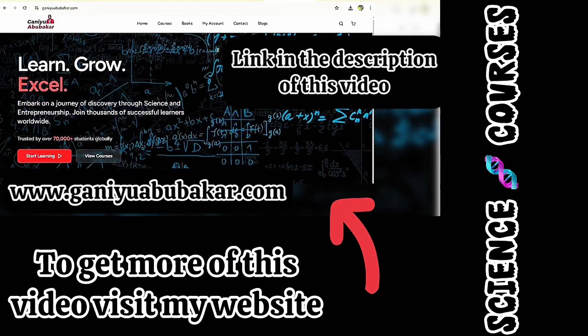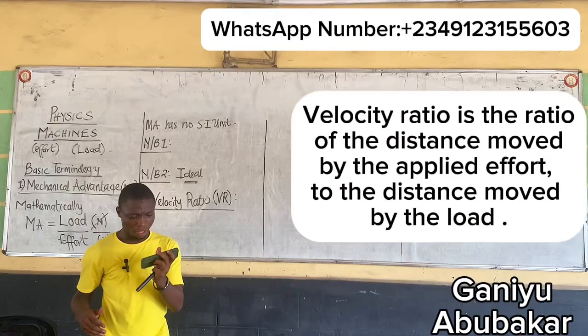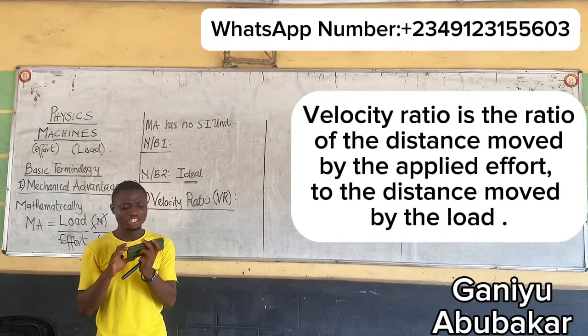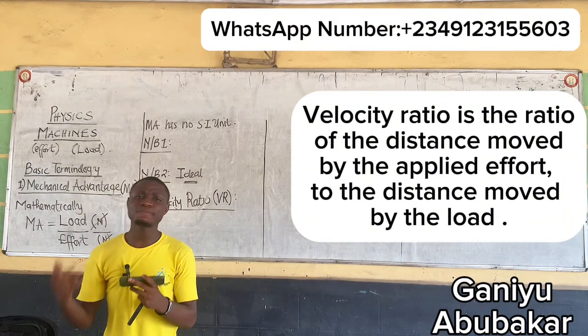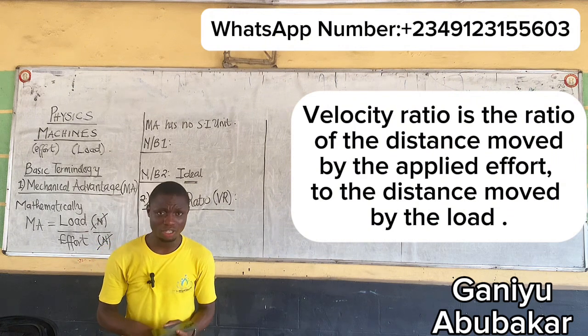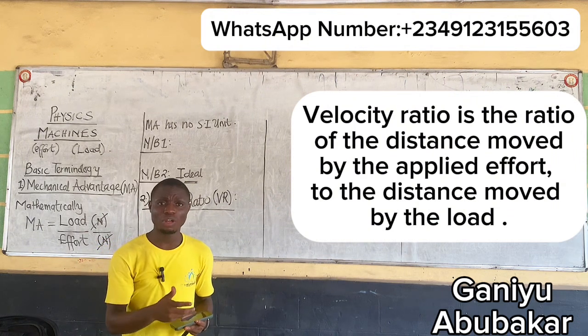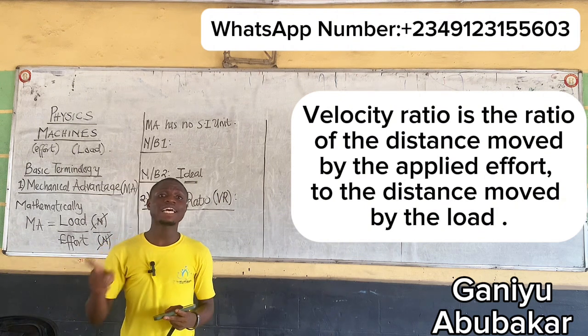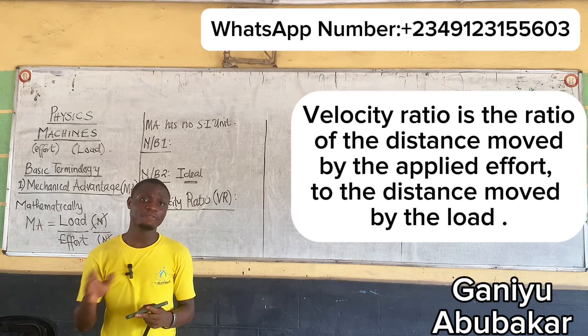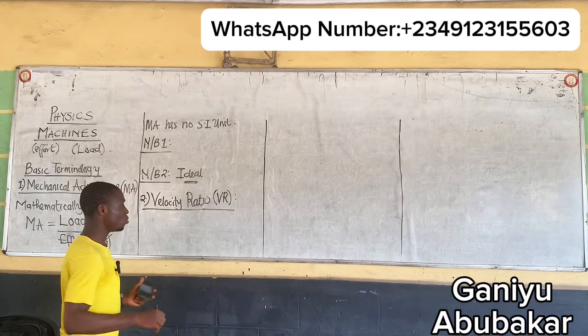Definition. Velocity ratio is the ratio of the distance moved by effort to the distance moved by load. It's easy. That's how you define velocity ratio.